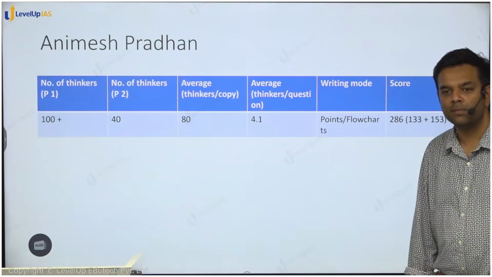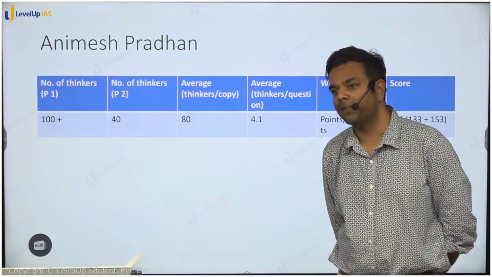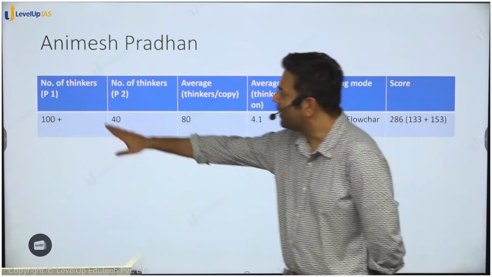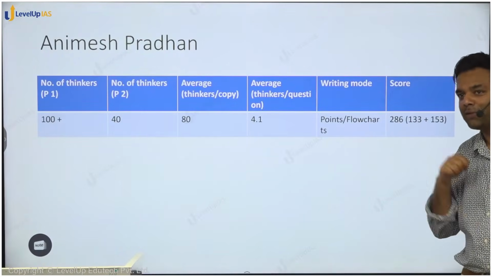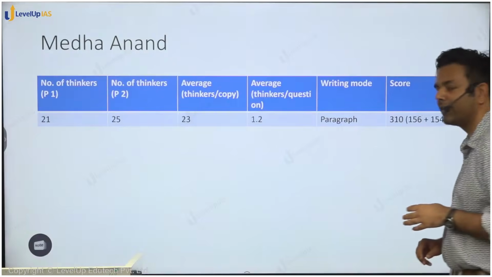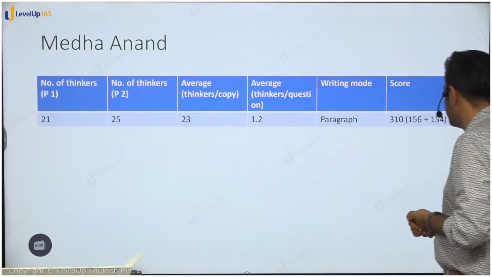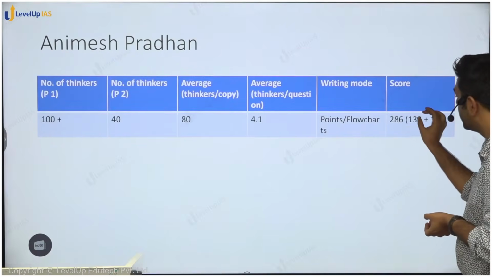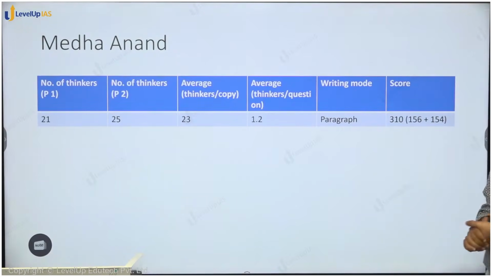Animesh Pradhan. Highest number of thinkers, 4.1 thinkers per question. In paper 1, 100 plus thinkers' names. But that did not reflect on the score. Technically, Medha Anand, with only 21 thinkers in paper 1, got 156 in paper 1. With only 25, she got 154 in paper 2. And Animesh Pradhan, with 100 thinkers, got 133, which is 23 marks lower than Medha Anand.